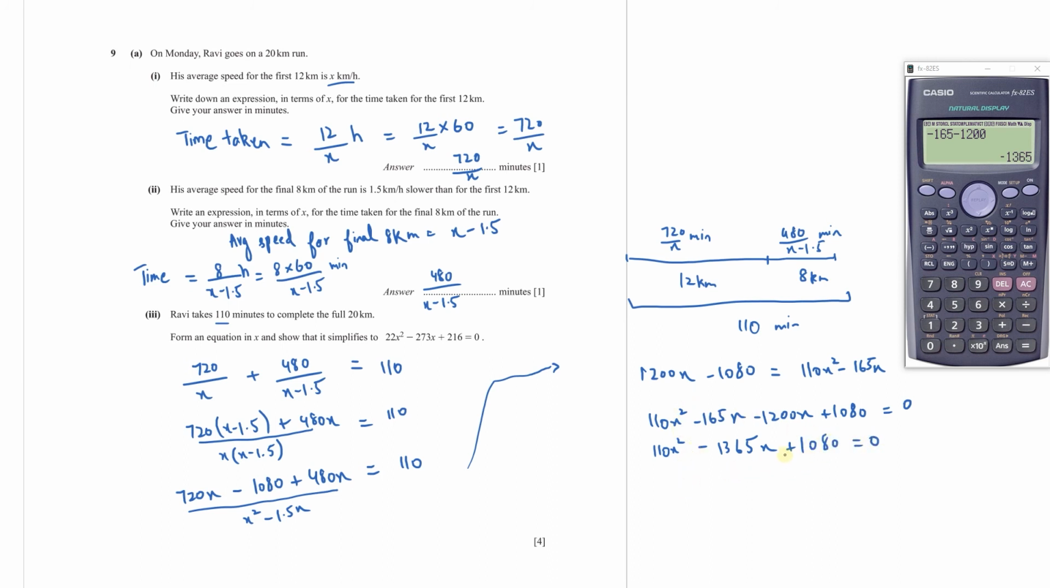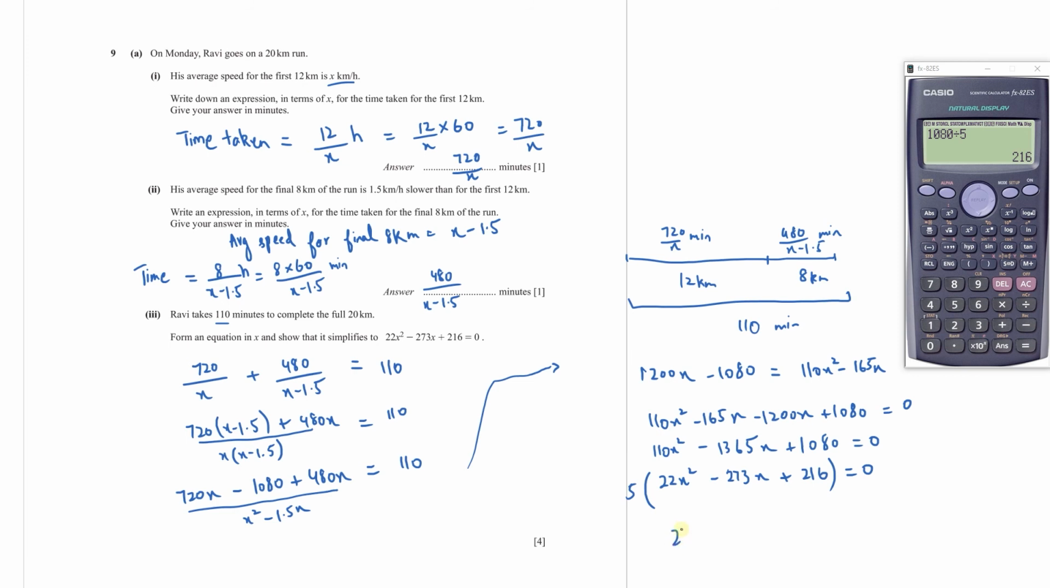So now I can divide by 5 because all these three numbers are divisible by 5. So 110 divided by 5 will give you 22x squared, minus 1365 divided by 5 goes to minus 273x, plus 1080 divided by 5 is plus 216 equals 0. You can show this as you have taken 5 common and then you can divide by 5, take this 5 to the other side.